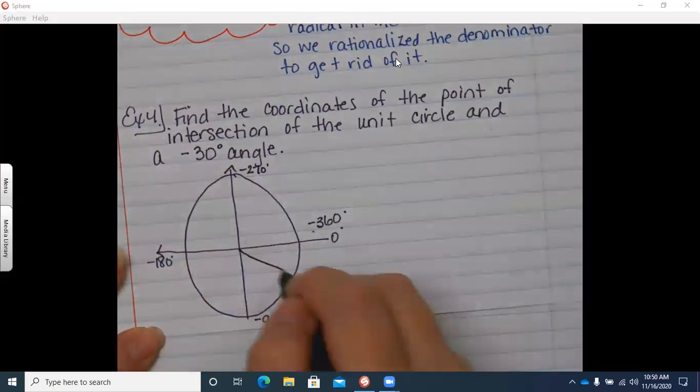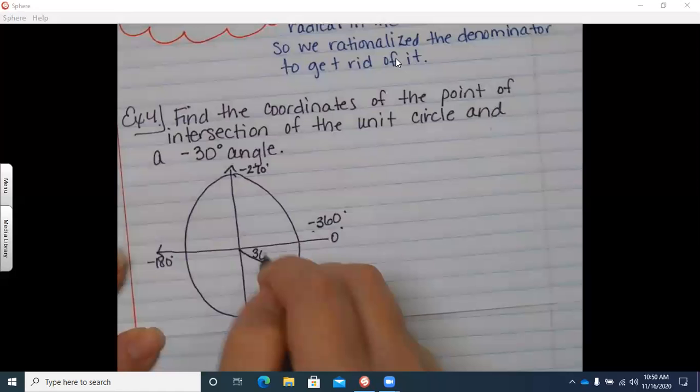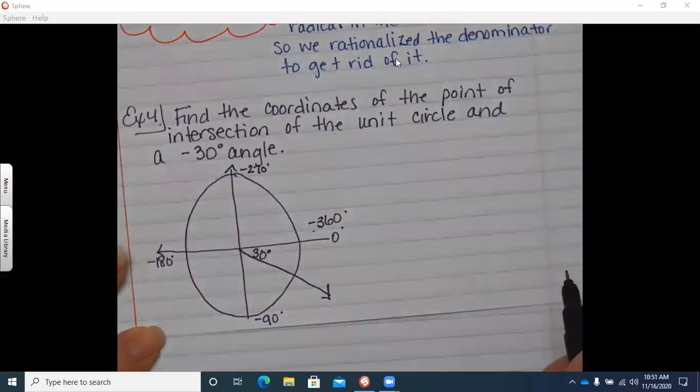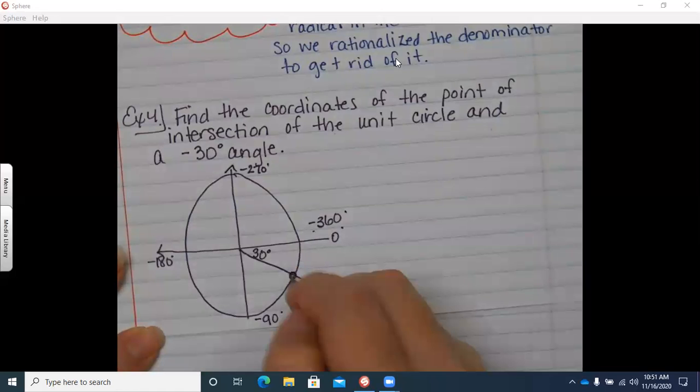But we don't label it negative 30. Technically, an angle measure cannot be negative. It's just signifying the rotation. We are going to create a 90-degree angle from that point of intersection of the ray we just drew and the x-axis, and that creates a 30, 60, 90 triangle.